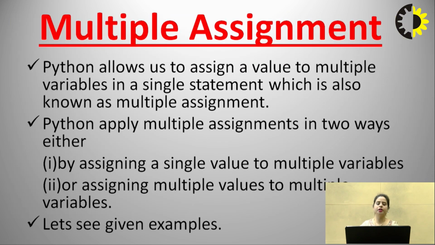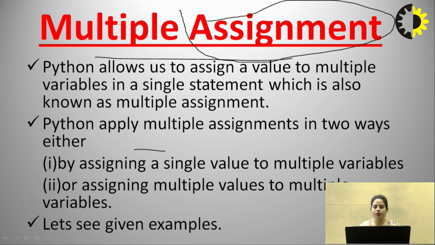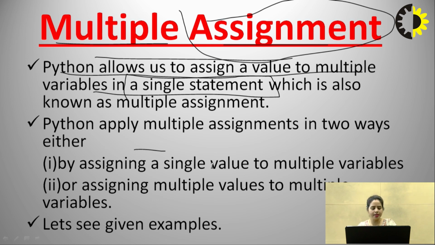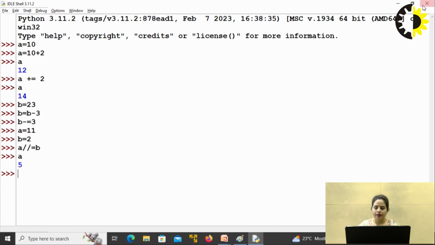Now coming to the next, multiple assignment. What is this multiple assignment? We got to know that if you want to give some value to a variable, this is known as your assignment operator. What is the meaning of multiple assignment here? Python allows us to assign a value to multiple variables in a single statement. What does it mean? Let's see the example.